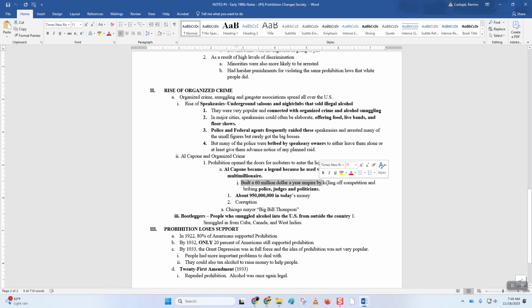How? Because he's going to kill off competition, super violent. And again, if you got caught in the background of his violence, that sucks for you. And he bribed police, he bribed judges, he bribed politicians. Basically, he bribed everybody. His attitude is, I make so much money, and I want to keep on making so much money that I'm just going to spread the money around. In today's money, he was making almost $1 billion a year. 60 million back then is about $1 billion a year. So he was making almost $1 billion a year selling alcohol illegally, full of corruption.